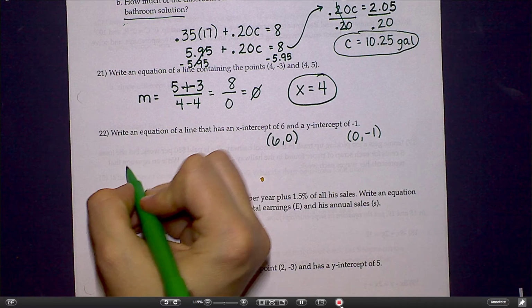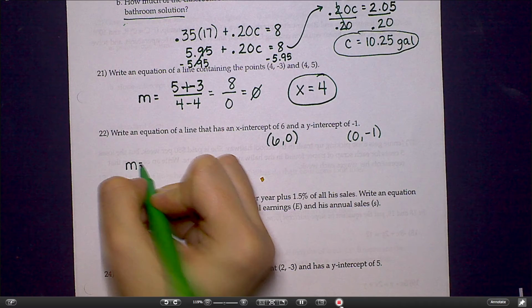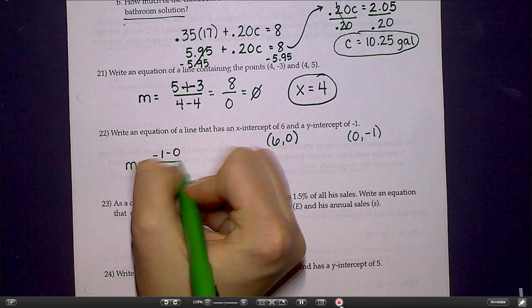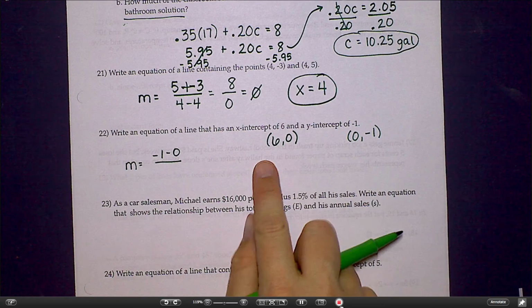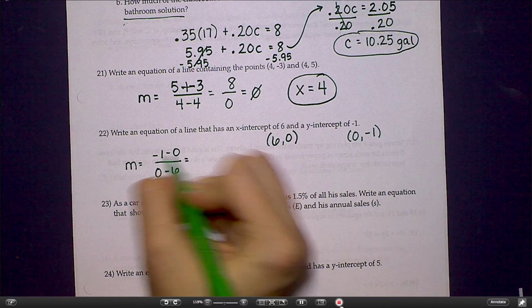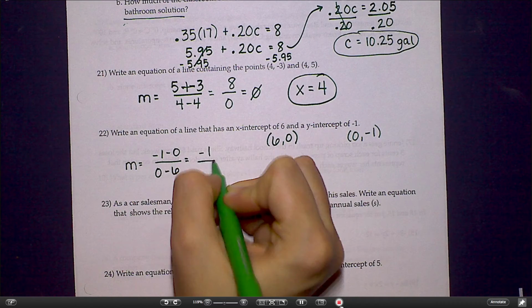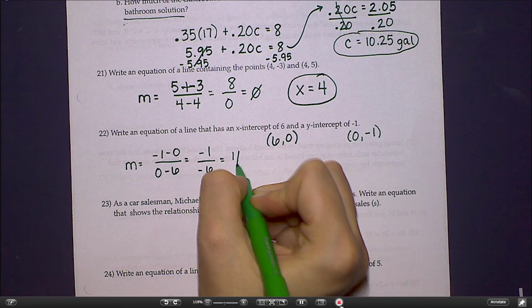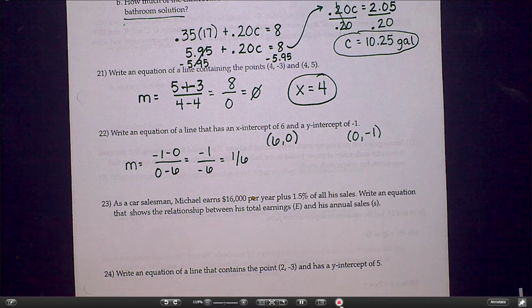I can now use these to find slope. So -1 minus 0 on top over 0 minus 6 on the bottom. Well, -1 minus 0 is just -1. 0 minus 6 is -6. And so that would reduce to just 1/6 for my slope.